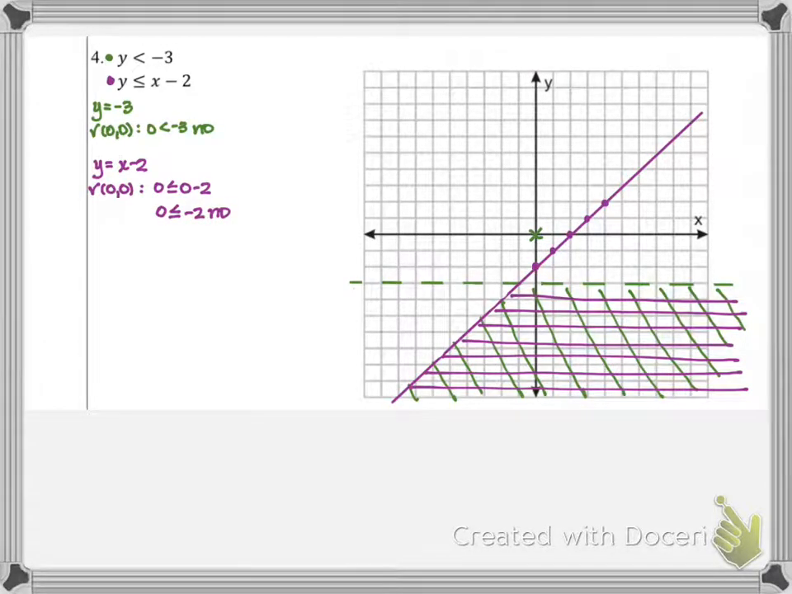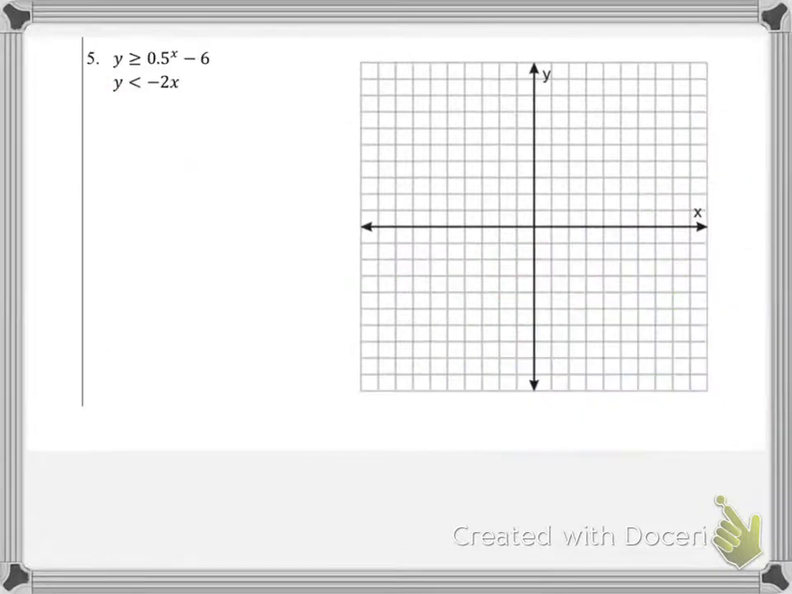Okay, here's the solution for question number 4. Notice that the purple line is solid and the dashed line is also horizontal. So keep that in mind. And I did forget to mark 0, 0 where I tested for the purple. Okay, moving on to the next one.